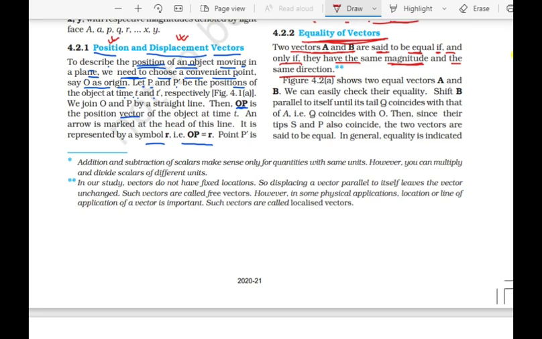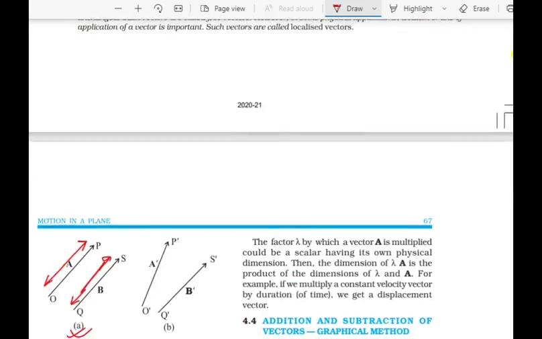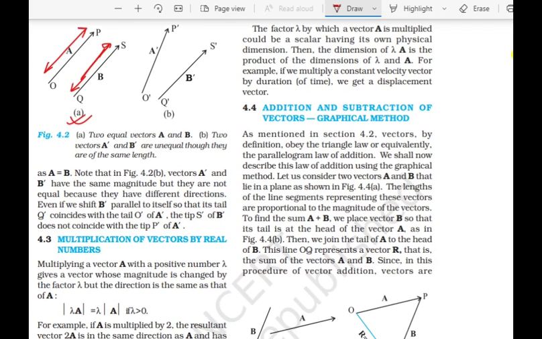We can easily check the equality of two vectors. Shift B parallel to itself until its tail Q coincides with that of A, that is Q coincides with O. Then since their tips S and P also coincide, the two vectors are said to be equal. In general, equality is indicated as A equals B. That we already know, that A equals B means the value of A is equal to the value of B.